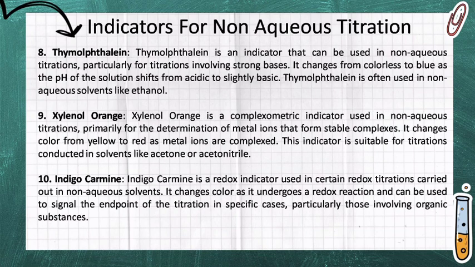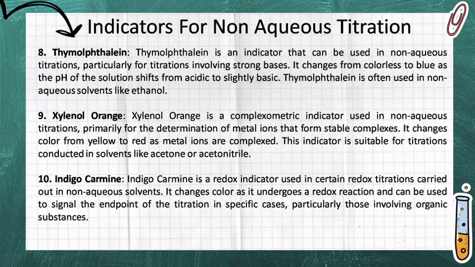Eighth, thymolphthalein. Thymolphthalein is an indicator that can be used in non-aqueous titrations, particularly for titrations involving strong bases. It changes from colorless to blue as the pH of the solution shifts from acidic to slightly basic. Thymolphthalein is often used in non-aqueous solvents like ethanol.